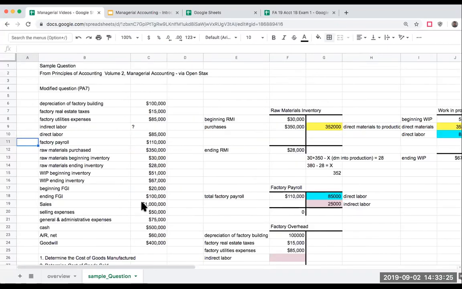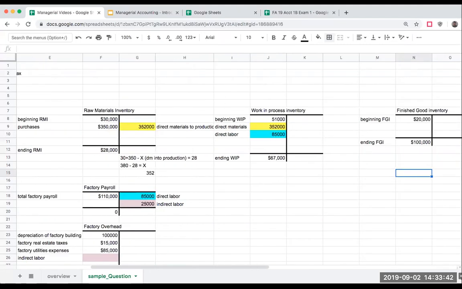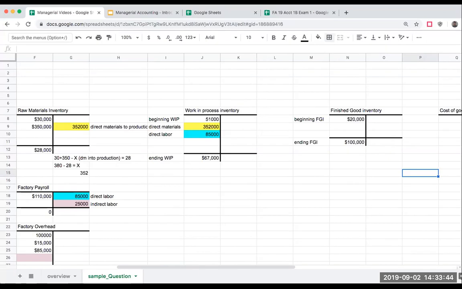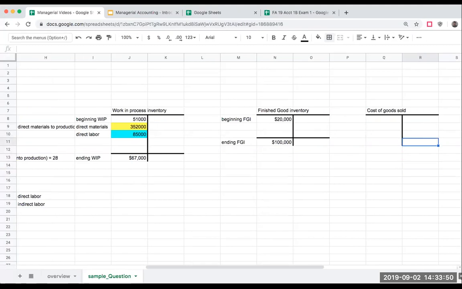So sales, selling expenses, general administrative expenses. So does sales go into any of these types of accounts? And the answer is no. Sales is just what we sold of our product. It is not a part of cost of goods sold. Remember, what we're dealing with here is what we call product costs, meaning that what is it ultimately that we need to do in order to get over here to cost of goods sold?